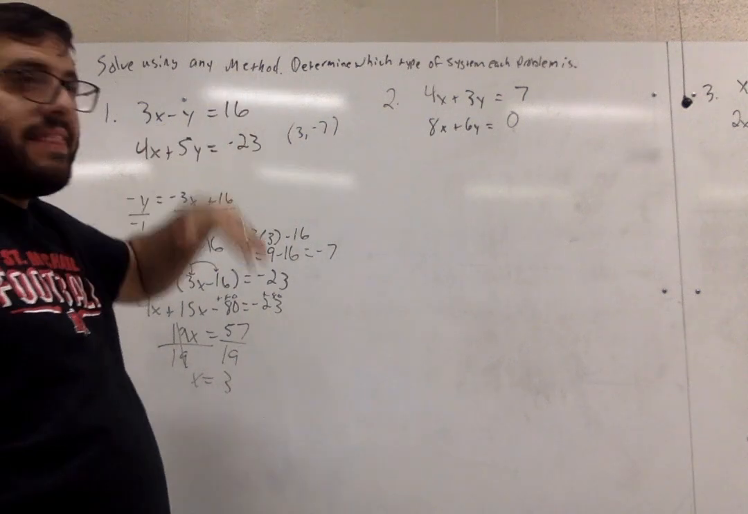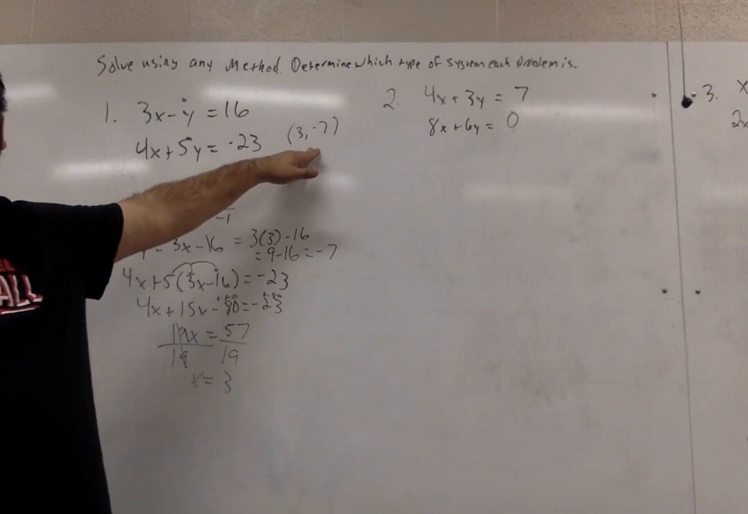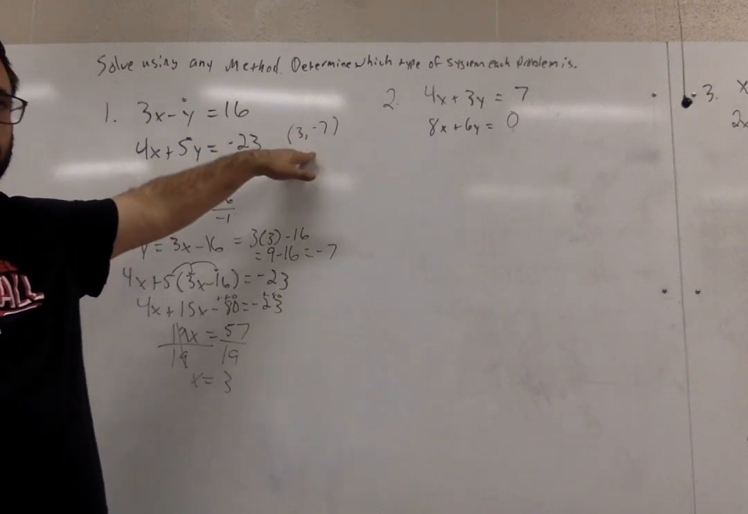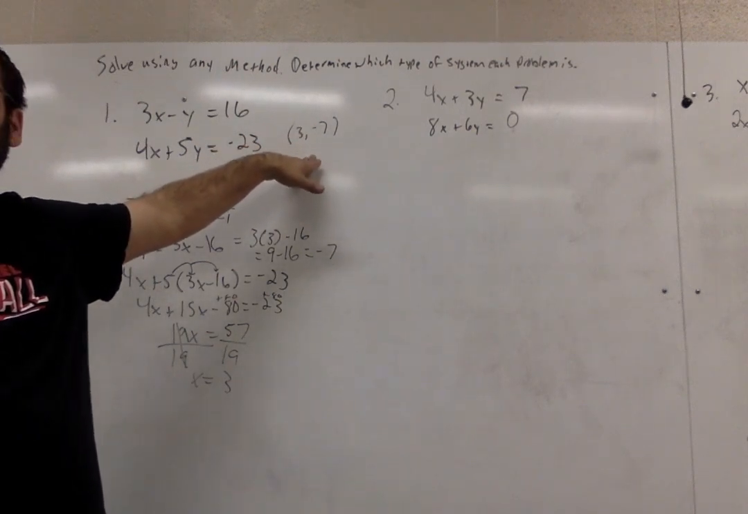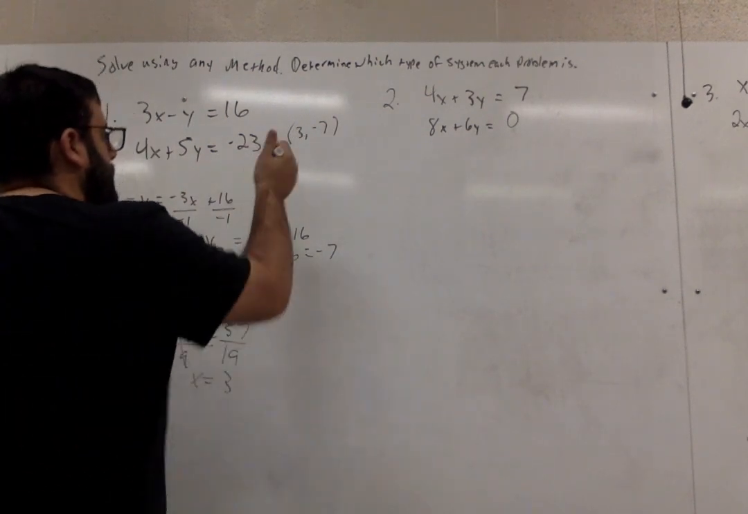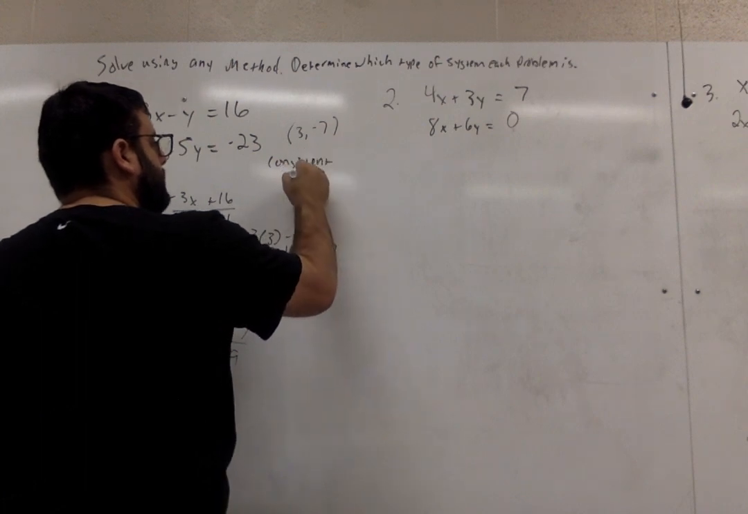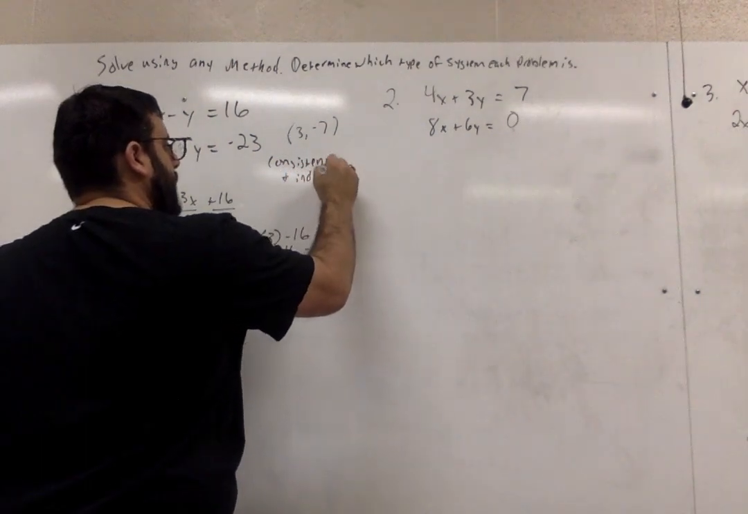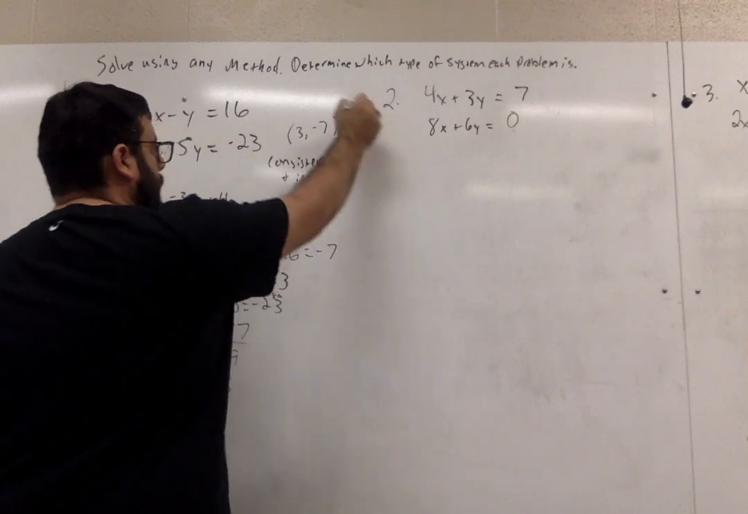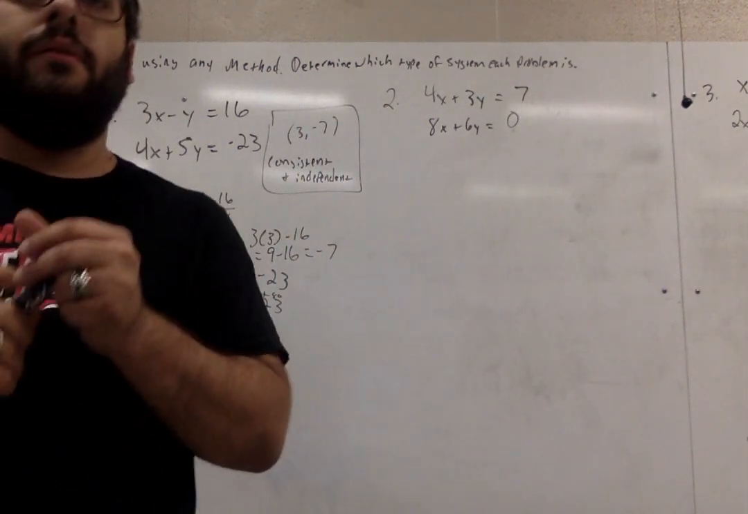Okay? Underneath that, you have to determine what type of system this is. So here I have one solution. Which type of system has one solution? Anybody remember what type of system? Consistent and independent. Consistent and independent. And that's the solution to this problem right here. Okay? All right.